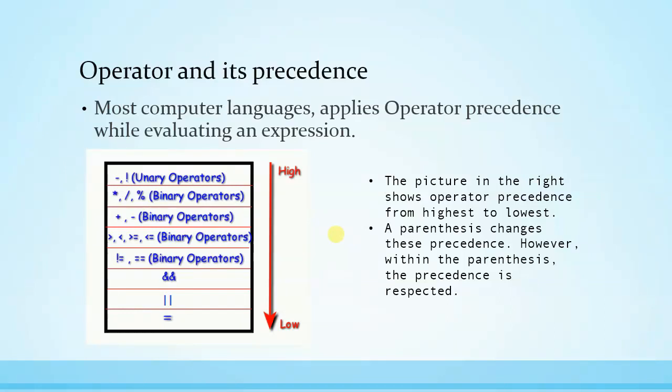The fourth precedence goes to the binary operators greater than, less than, greater than or equal to, less than or equal to. These are all comparison operators which we use in evaluating conditional expressions. For example, a greater than or equal to b. We usually use such expressions in conditions. Say, for example, if a greater than or equal to b, then we make a decision structure. This has the fourth precedence.